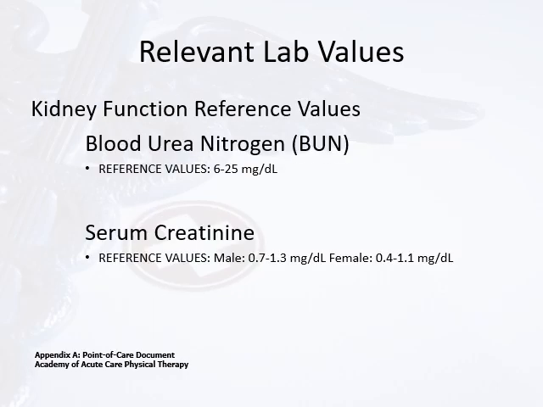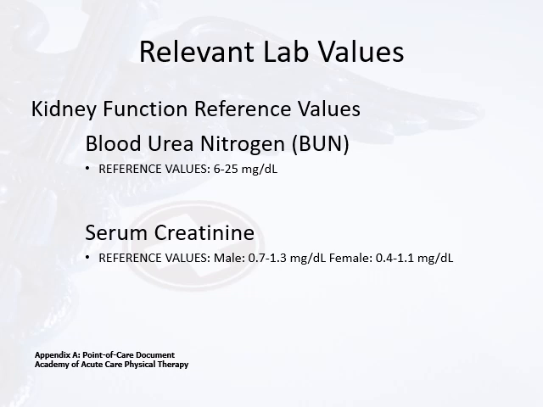Up next are kidney function reference values, and the two that we'll look at here are blood urea nitrogen and serum creatinine. Blood urea nitrogen has a reference value of between 6 and 25 milligrams per deciliter. Serum creatinine has reference values for men between 0.7 and 1.3 milligrams per deciliter, and for females between 0.4 and 1.1 milligrams per deciliter.